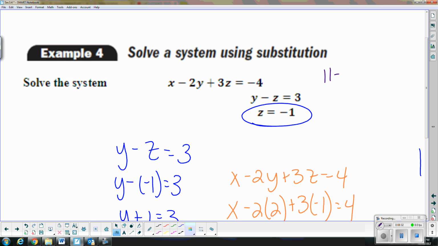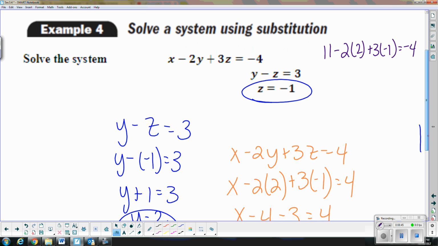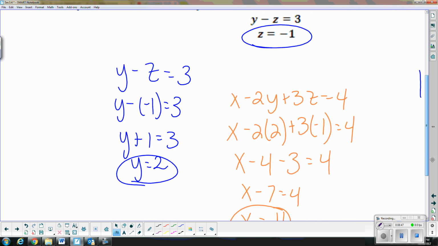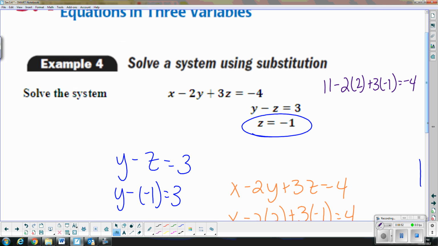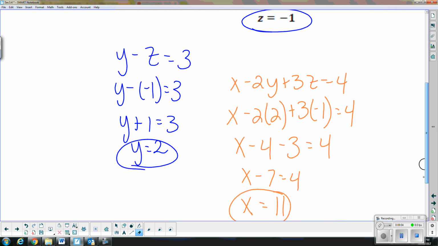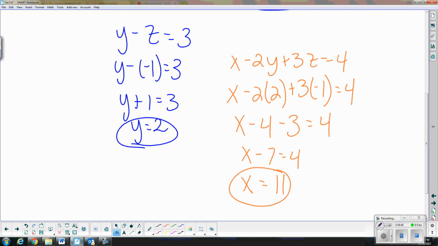So 11 minus 2y, which we said was 2, plus 3 times -1, does that equal -4? Well, probably not, because I did not carry over my negative when I substituted this in. So just as a double check, 11 minus 4 minus 7, does that equal -4? No, it equals -14. So that's why we always double check. So I made a mistake. So I have to go back and I have to fix it.